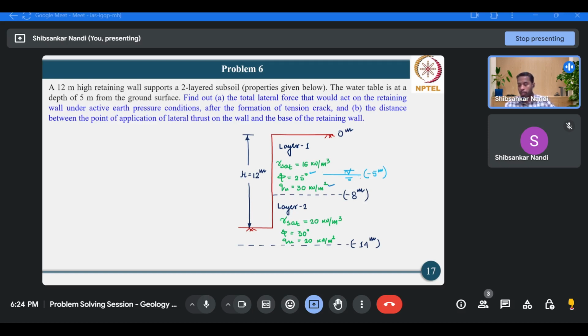Okay, so with this we will first calculate the cohesion of the individual layer. So for the first layer, it's 30 by 2, so that means 15 kPa. Then for layer 2, it's 20 by 2.